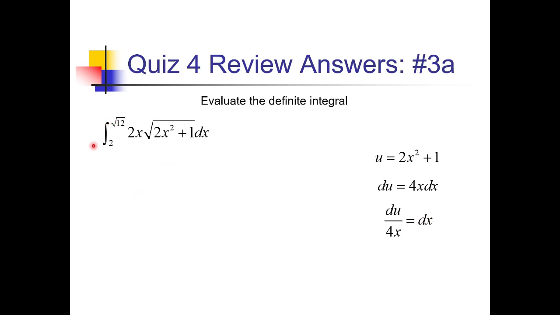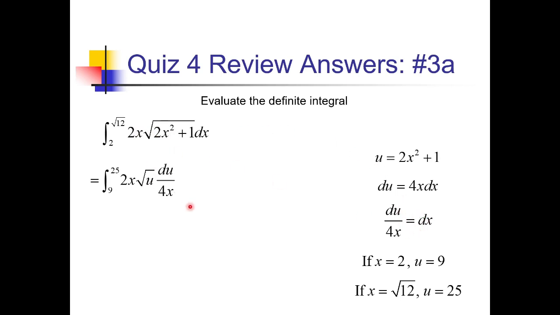So if I start with an x value of 2, using this u equals 2x squared plus 1 conversion up here, we've got 2 squared is 4 times 2 is 8 plus 1 gives us 9 for that u value. And if we have the x value radical 12, well, radical 12 squared is 12 times 2 is 24 plus 1 is 25. So I've got the integral from 9 to 25 now, and I'll have 2x times the square root of u, and instead of dx, I'll replace that with du over 4x.